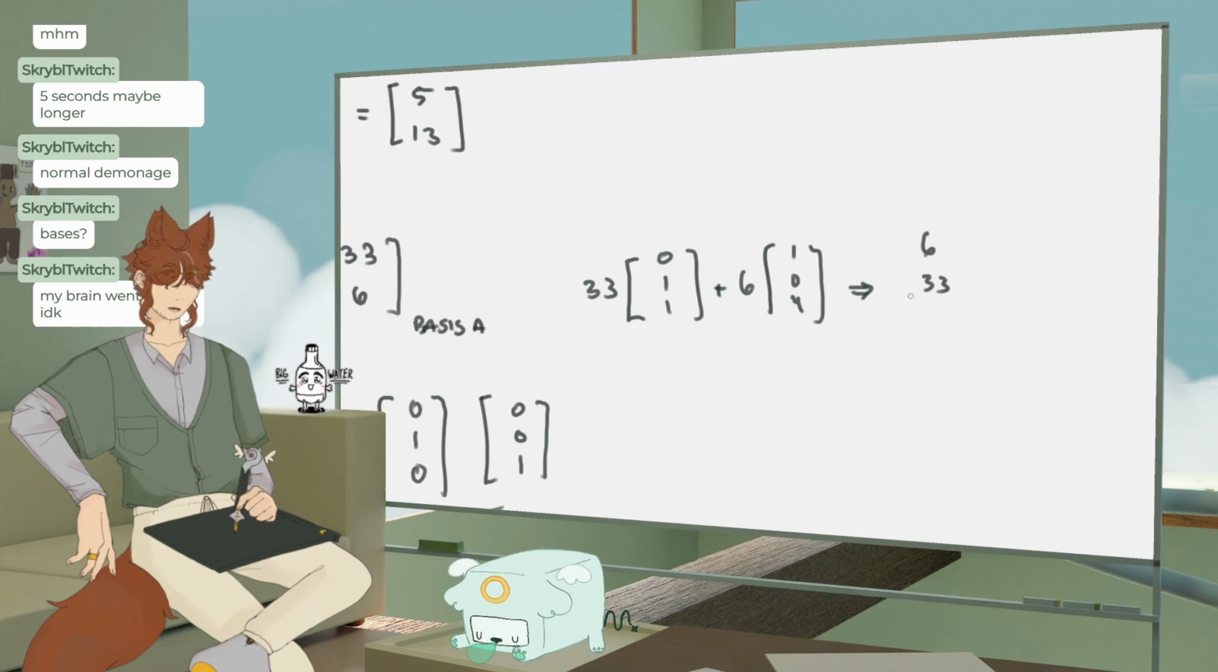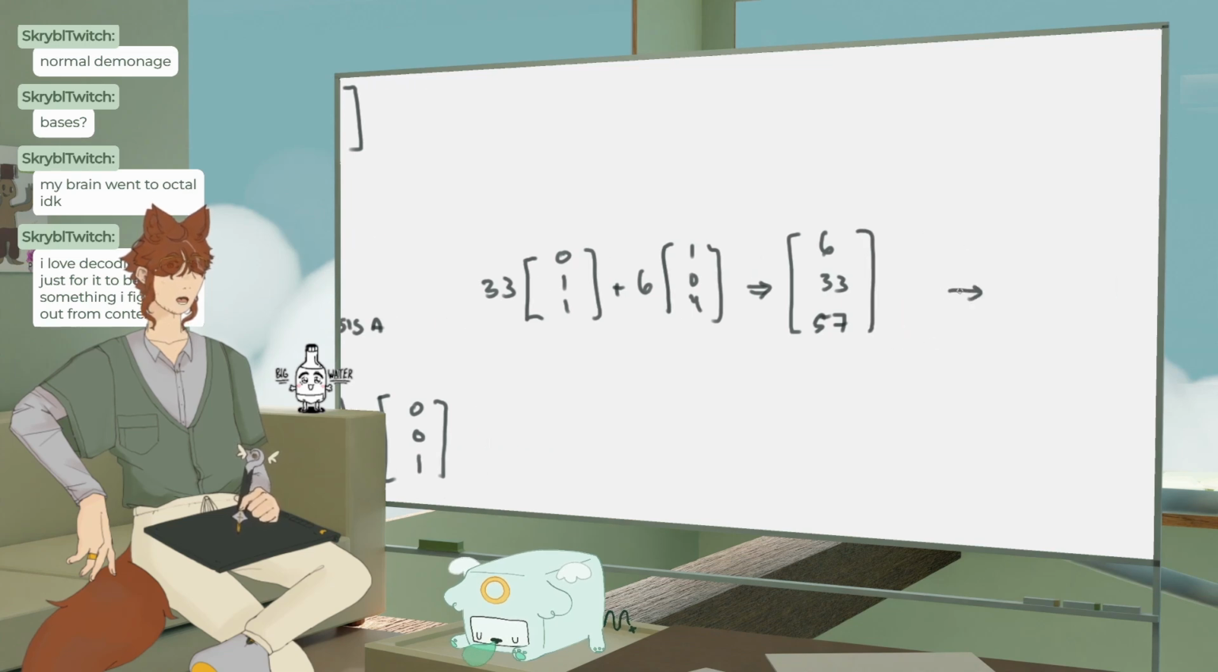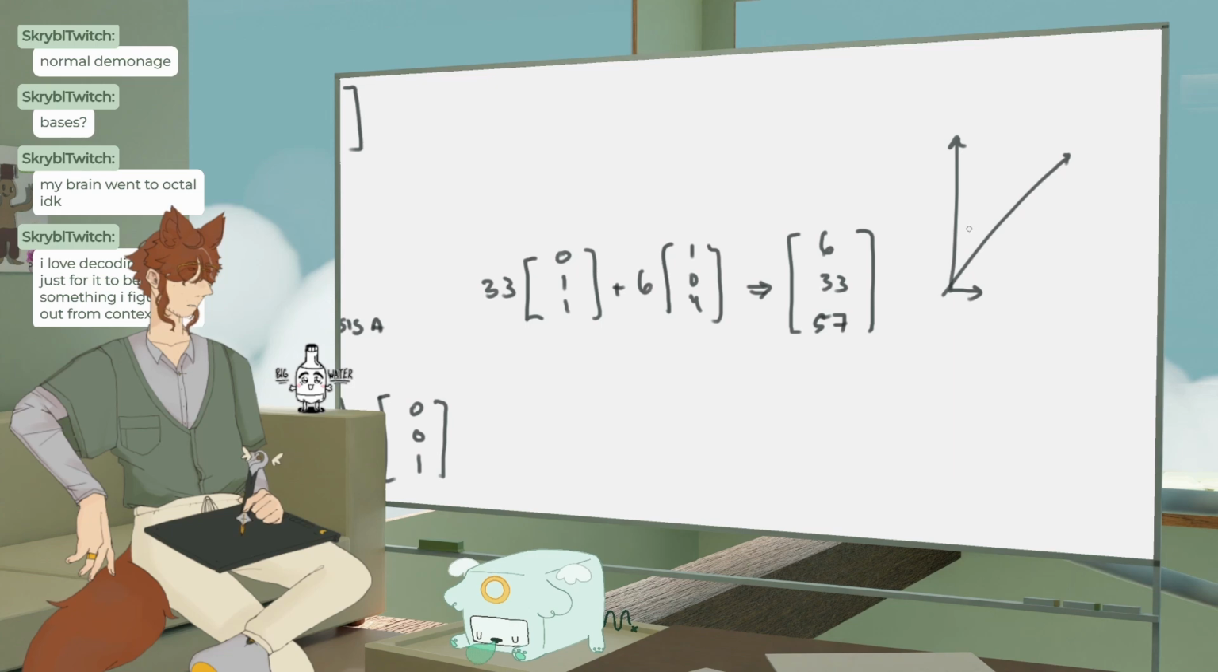This one is a little nasty because it's 33 plus 24, which I don't know what that is off the top of my head, like 60, 50, 57. So that's what our vector is in the standard basis, saying like, okay, we're going 6 in this direction, and then 33 in this direction, and then 54 in this direction.